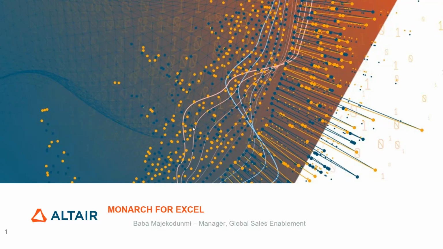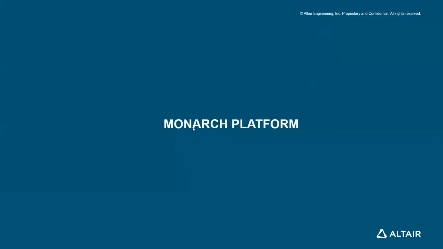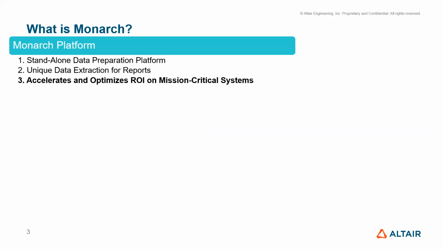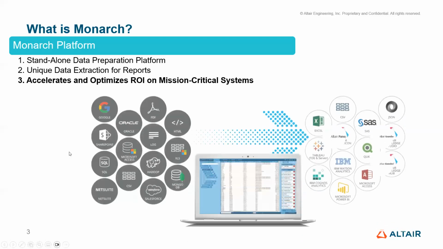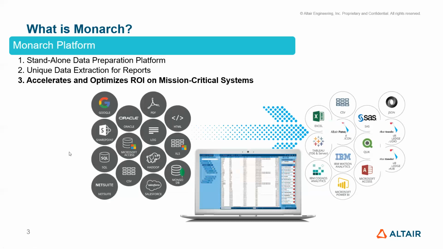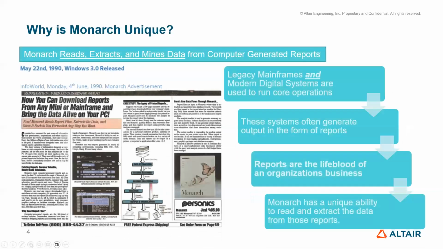Okay, so let's go ahead and dive right in. So, what is Monarch? It's a desktop application. We call it a standalone data preparation application. So you could use it to capture data from many different sources, text to PDF files, databases, Excel files, so on and so forth. Cleanse and prepare your data, and then finally export it out to a variety of different formats or even systems.